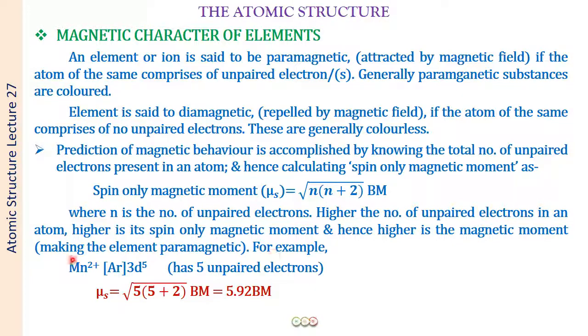For example, we have manganese ion Mn plus 2. So if you write the configuration of manganese plus 2, this will come as argon 3d5. 3d5 means it has 5 unpaired electrons, and hence the spin only magnetic moment for manganese ion is going to be under root of 5 into 5 plus 2 BM, coming up to 5.92 BM. Right? So this is how we calculate the magnetic moment for the electrons. The ones which have more magnetic moment are going to be paramagnetic. Ones having less magnetic moment are going to be diamagnetic.